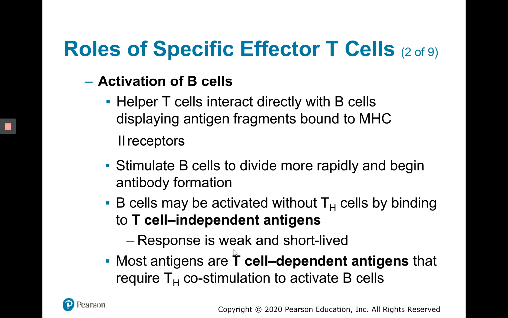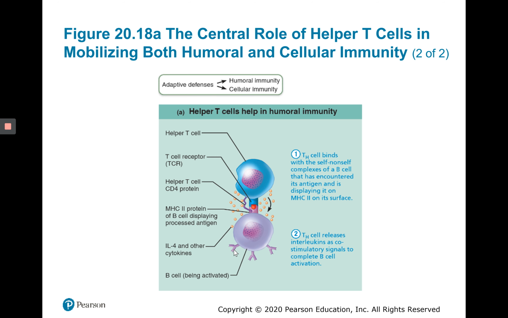The activation of B cells is going to be aided by T helper cells. Helper T cells interact directly with B cells, displaying antigen fragments bound to MHC2 receptors. This stimulates B cells to divide more rapidly and even begin antibody formation. The B cells may be activated without T helper cells by binding to T cell independent antigens, but most antigens are actually T cell dependent antigens and require the T helper co-stimulation in order to activate B cells and cause their proliferation and differentiation.